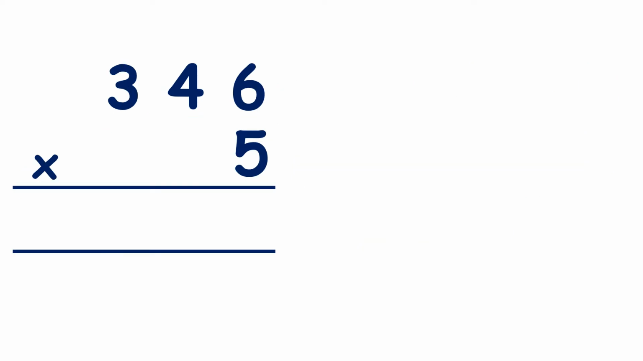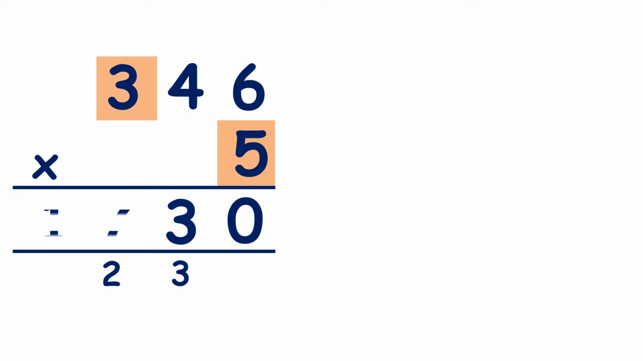So we can multiply 346 by 5. That gives us 1,730. But how can we check that we have the right answer?